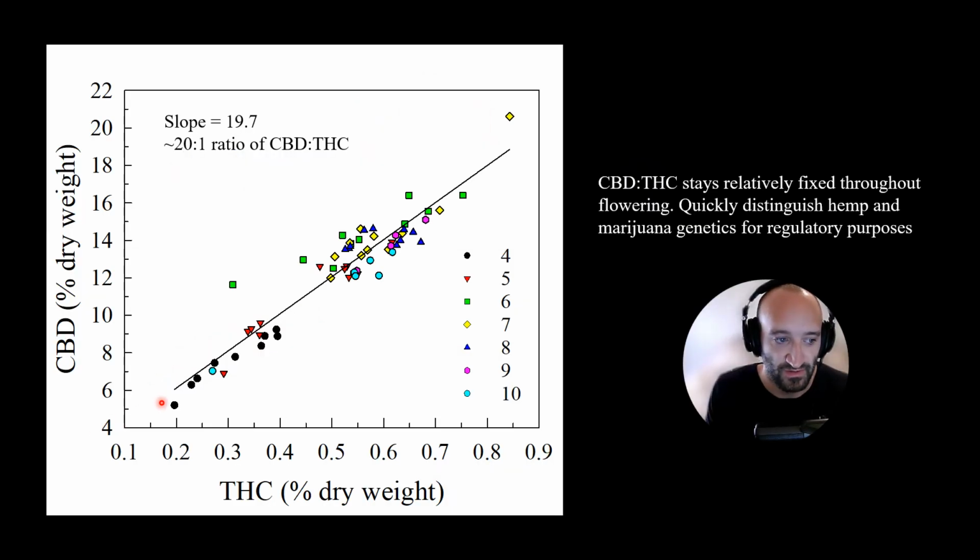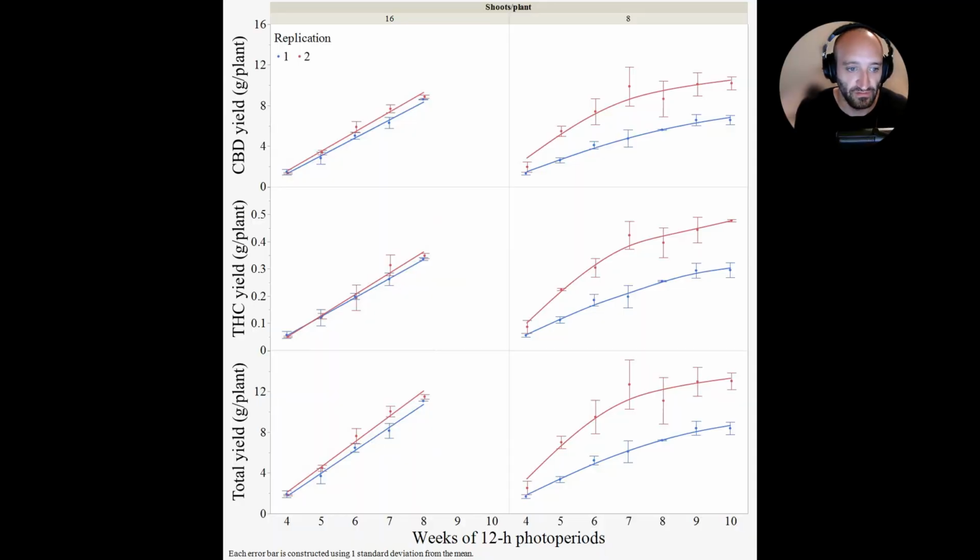Here we're looking at the CBD plotted against the THC percent dry weight from our cannabinoid samples. The different colors here represent the different weeks of flowering that we took the samples. It is pretty interesting that throughout the flowering cycle the relationship between CBD and THC stays fairly fixed, right? This is a slope of 19.7. So pretty much at any time during flowering, the relationship between CBD and THC is about a 20-to-1 ratio. For regulatory purposes, you can really distinguish hemp from marijuana genetics at any time, and the inverse as well.